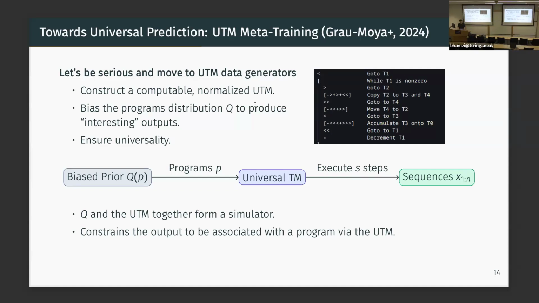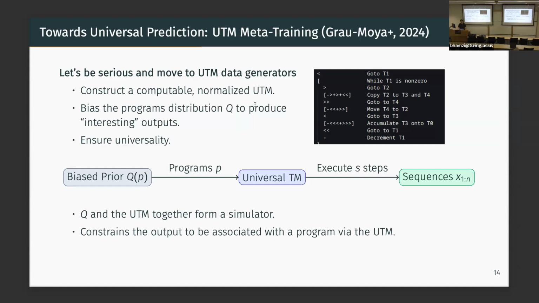What we are going to do is essentially draw all possible programs and then simulate the data that's output by the Turing machine. The input is going to be a string of symbols, and then we just take the output. If we do it in a naive way, we won't be able to generate interesting programs. So we found a way to bias the program distribution, which we call Q, to produce the interesting ones that give good, interesting outputs.